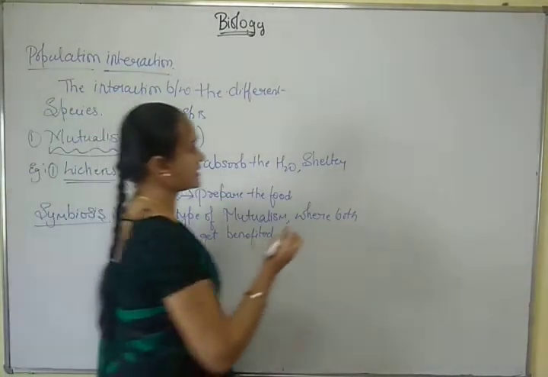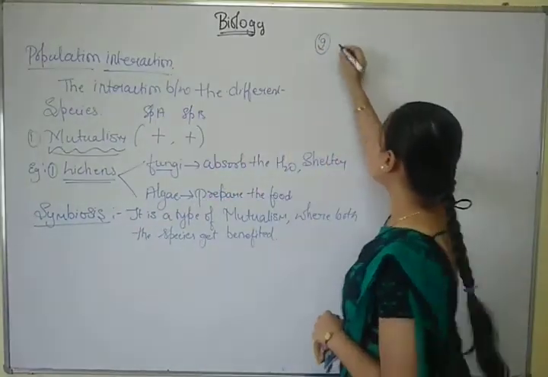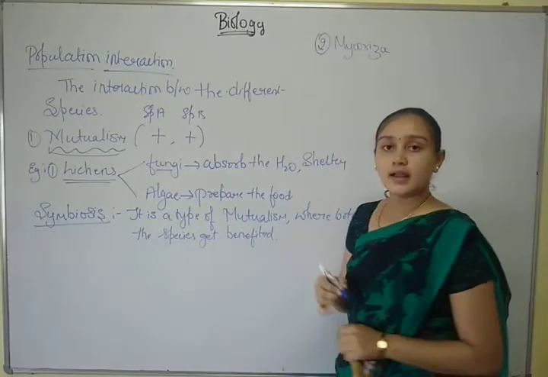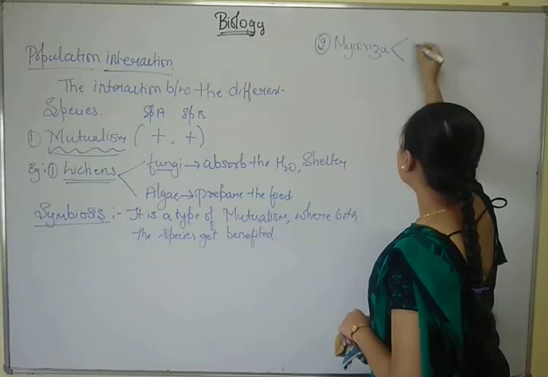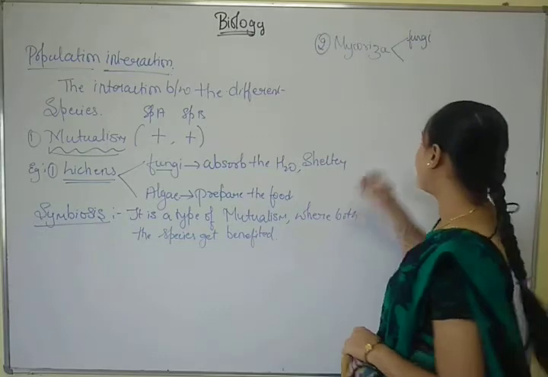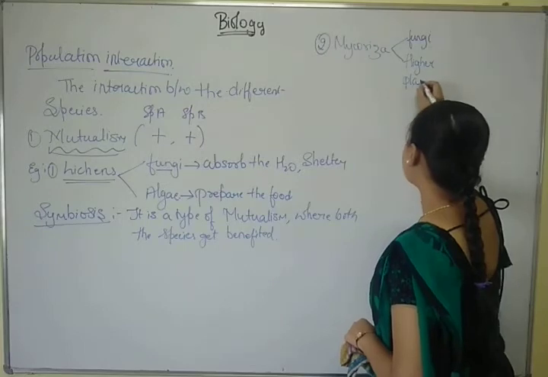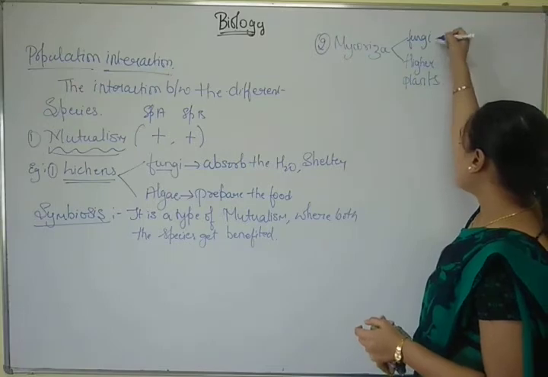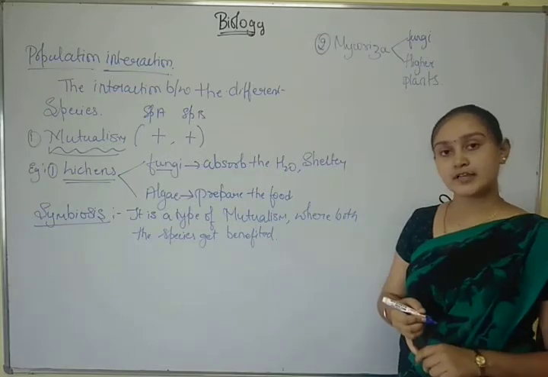Now let's see another example. Example 2 is mycorrhiza. This mycorrhiza is an association between fungi and higher plants. Okay, so now let's see how the fungi benefits from the higher plants and how the higher plant benefits from the fungi.